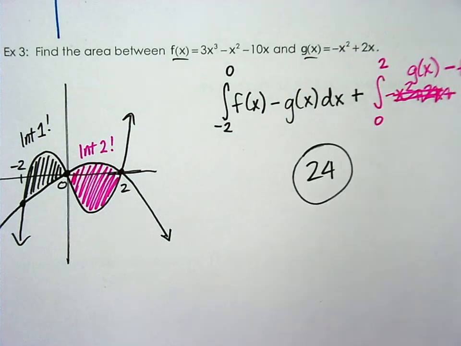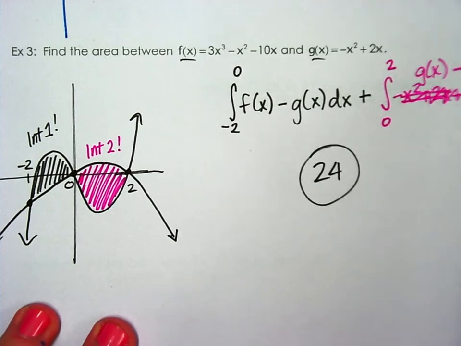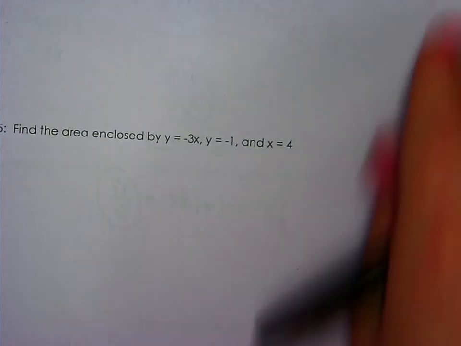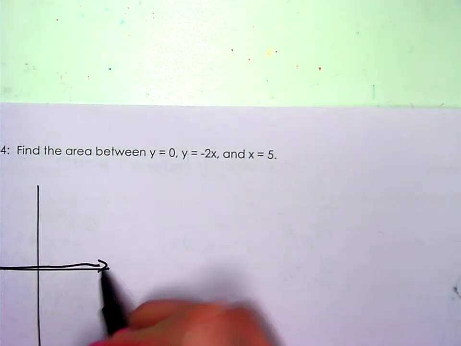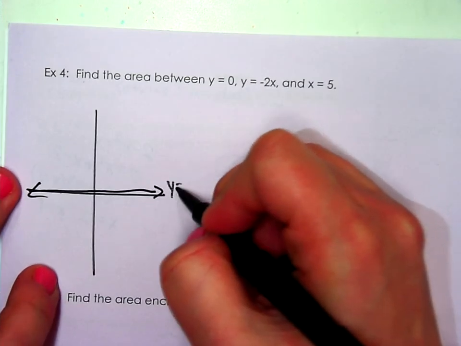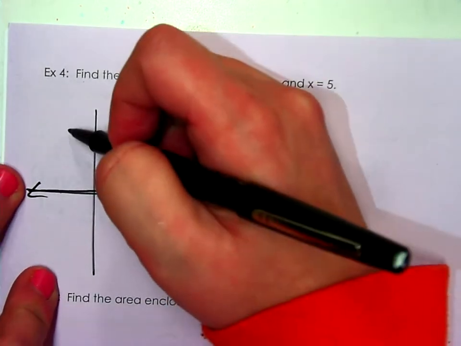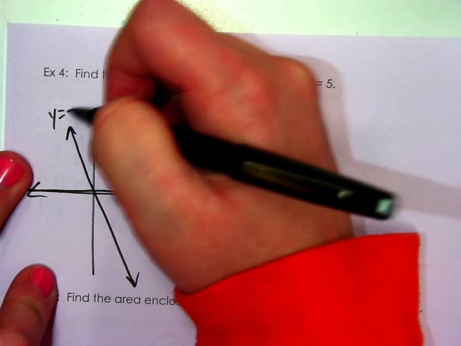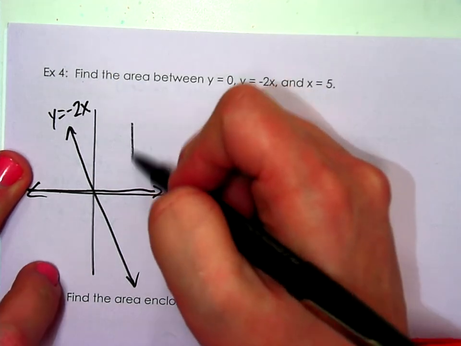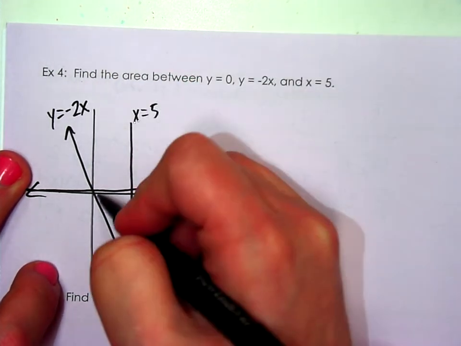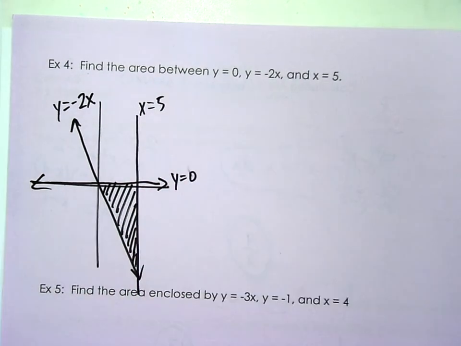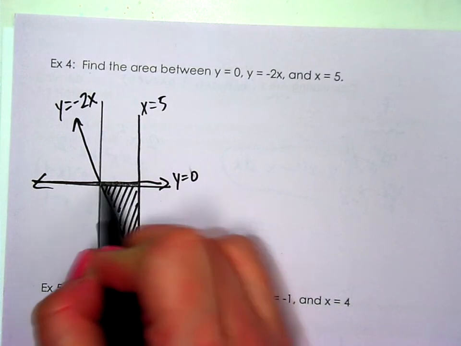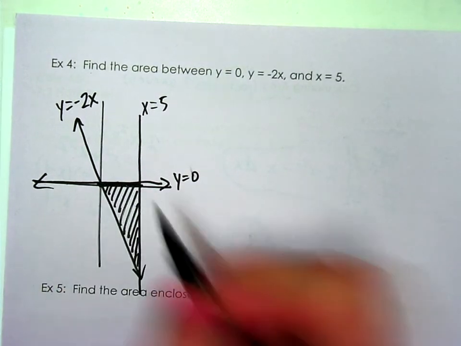Okay, if we go to example 4, I just want to show you a special case in this one of what's going on. In number 4, I have y equals 0, so that's a horizontal line, right? That's also known as the x-axis. I've got y equals -2x, which looks like this. And then I have x equals 5, a vertical line somewhere over here. So I have this space here, which happens to be underneath the x-axis. Well, we can think of the ceiling in this problem as the x-axis.